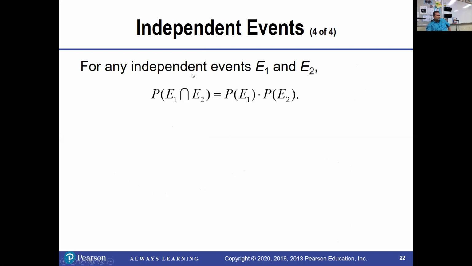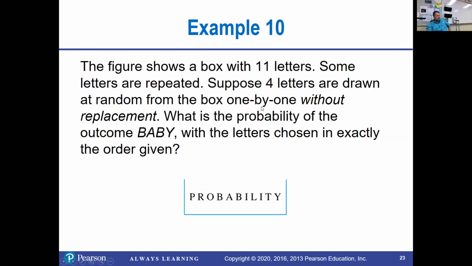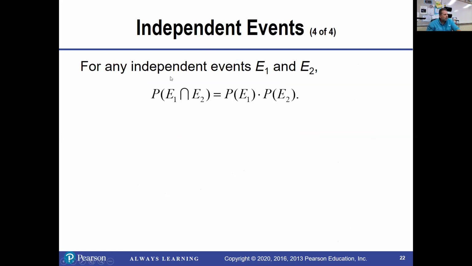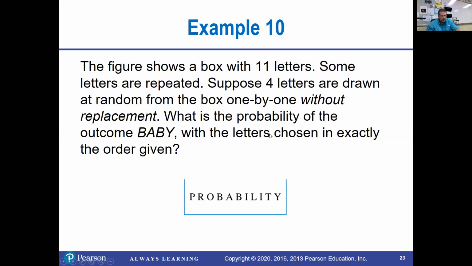For any independent events, you're finding the intersection of them, and this is the big key right here. Okay, for independent events, you just multiply the probability of the first event times the probability of the second event. That's the biggest part of that. Okay? And they do give you some good examples in the e-text that you can run through.